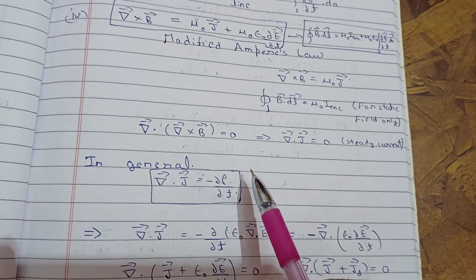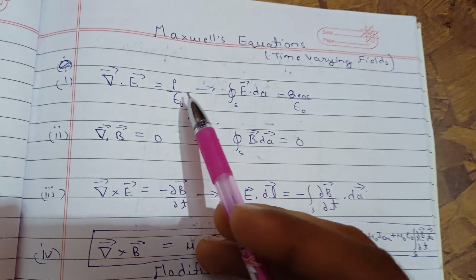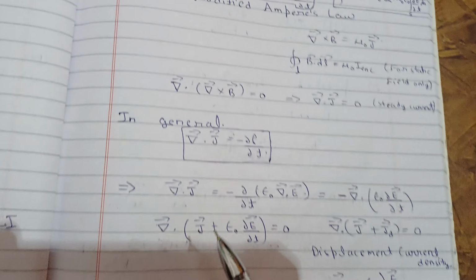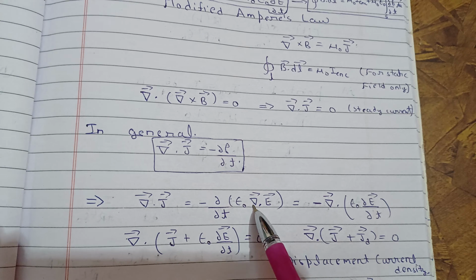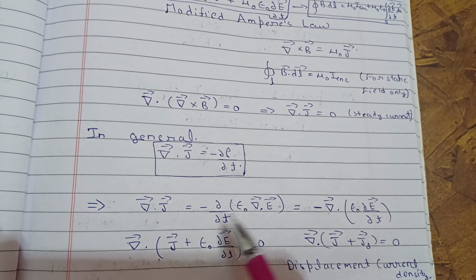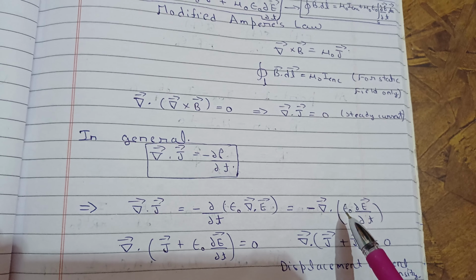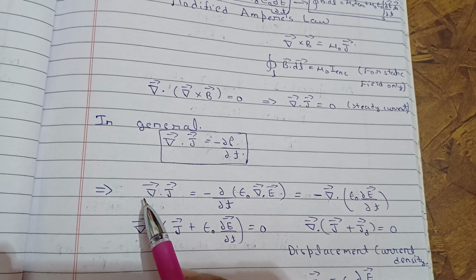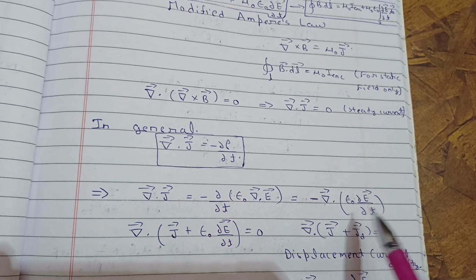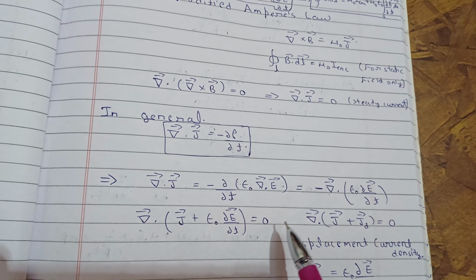So del dot J equal to minus del rho by del t. From the first equation, rho can be written as epsilon naught del dot E. So it will be epsilon naught del dot E. And now this del is an operator and this is also an operator, so we can take this del out. So it will be del dot epsilon naught del E by del t. Now take this to the other side and take the divergence common: del dot of J plus epsilon naught del E by del t equal to 0.